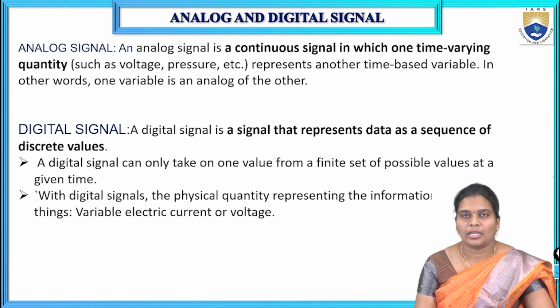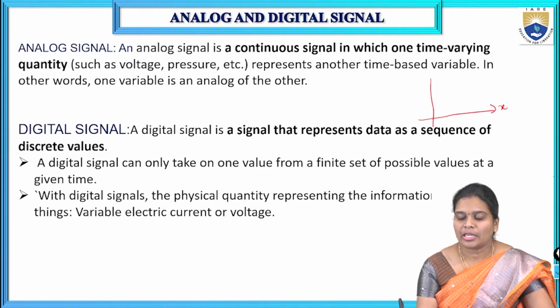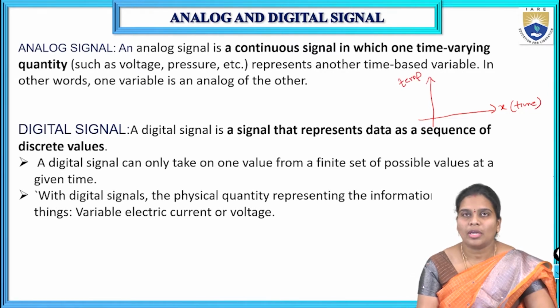An analog signal is a continuous time signal. It depends on every instant, every second, every time. For example, I want to measure the temperature from morning 9 to evening 6 o'clock. On the x-axis we take time, and on the y-axis we take temperature. Now I want to measure the temperature from 9 to 9:30.